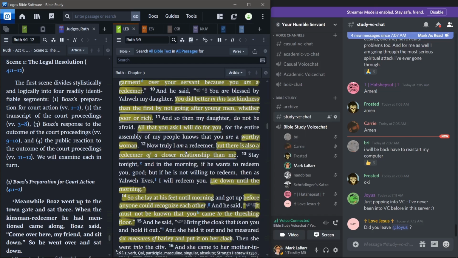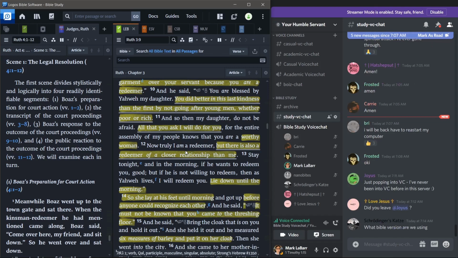And instead of calling out this crazy scheme or doing anything like that, we learn that none of their intentions were that, because Boaz says in verse 10, "You are blessed by Yahweh, my daughter. You did better in this last kindness than the first, by not going after young men, whether poor or rich." So he blesses her and says all these things.